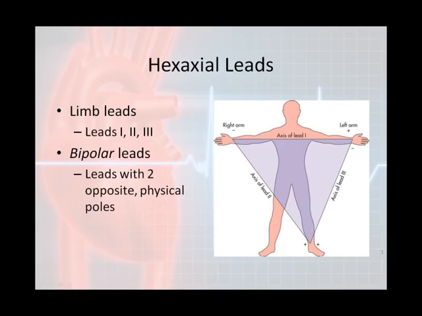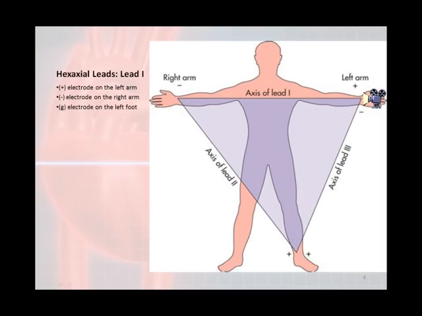This will detect the electrical impulses of the heart. So let's look where these leads actually come from. First, we're going to look at lead 1. To acquire lead 1, you're going to put the positive electrode over here on the left arm. Typically it's on the left wrist, but sometimes people put it somewhere up here on the upper arm as well. You're going to put the negative electrode over here on the right arm.